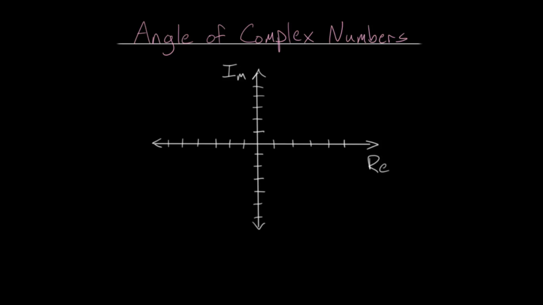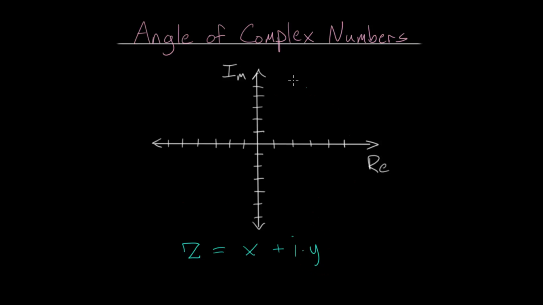In this video, I'd like to continue talking about the angle of complex numbers. And specifically, I'd like to derive a formula for finding the angle of any complex number. So let's say we have a complex number z that's equal to x plus i times y, meaning that the real part of z is x and the imaginary part is y.